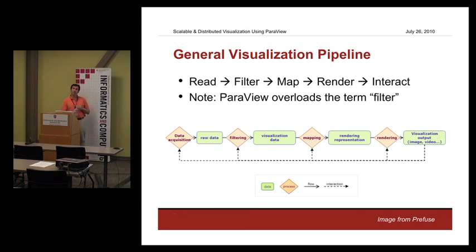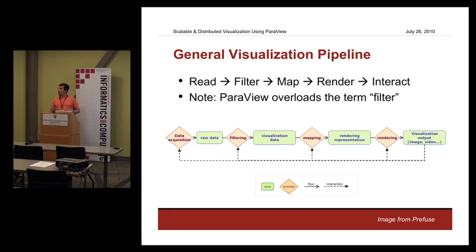We talk about visualization having a pipeline, which basically is something like you read your data into your visualization package, you filter it, you select some subset of what you want to see, you map that to some type of geometric representation, you actually render that geometric representation into pixels, and then you might interact with it. Okay, so be aware when we're talking about ParaView, they sort of overload the term filter, so you might think of it more in that data filtering term.